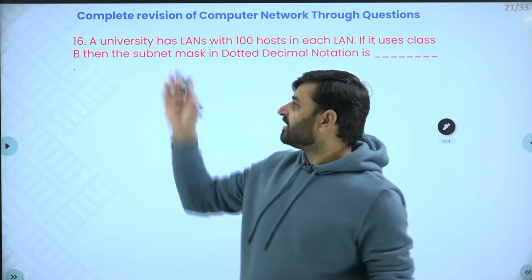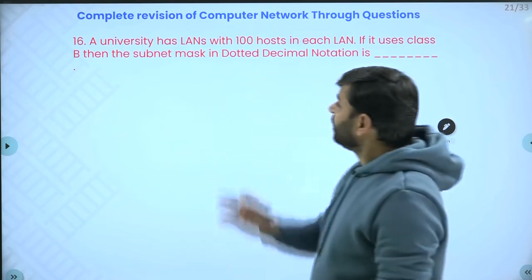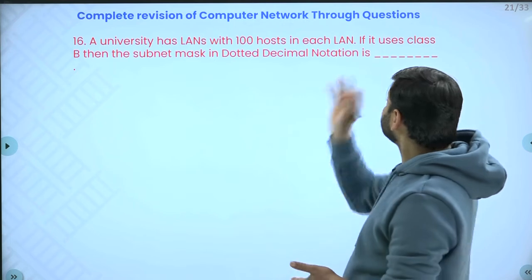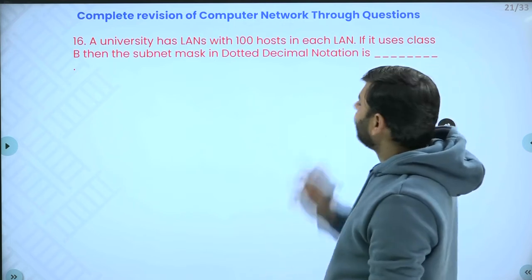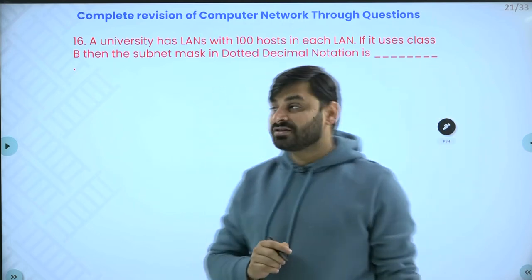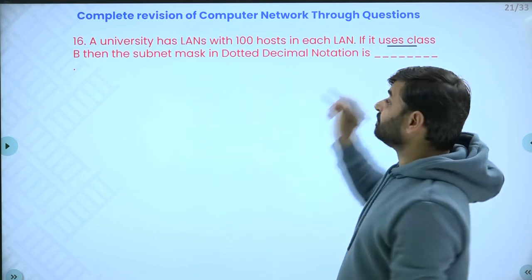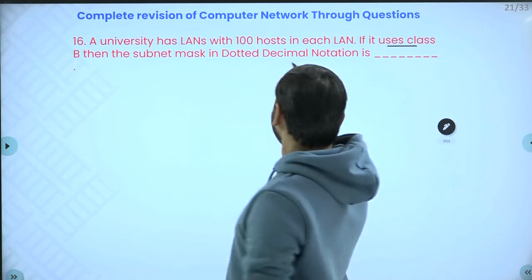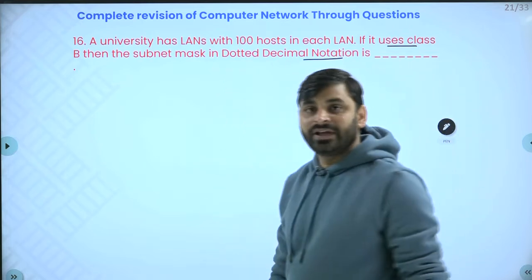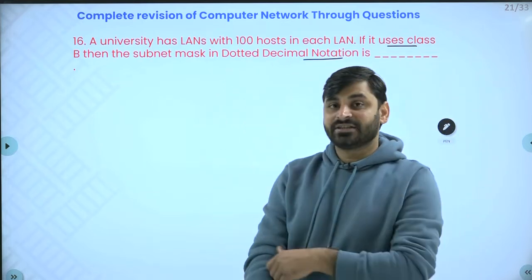So hi, this is the next question, question number 16. A university has a LAN with 100 hosts in each LAN. It uses class B. Then what is the subnet mask in dotted decimal notation? They are asking for the subnet mask in dotted decimal.